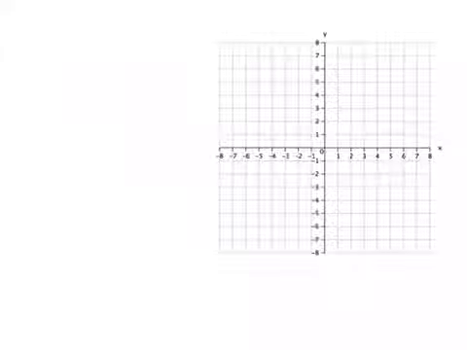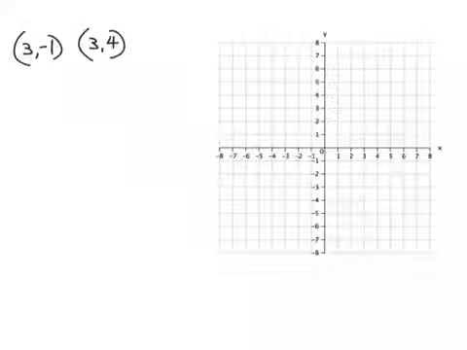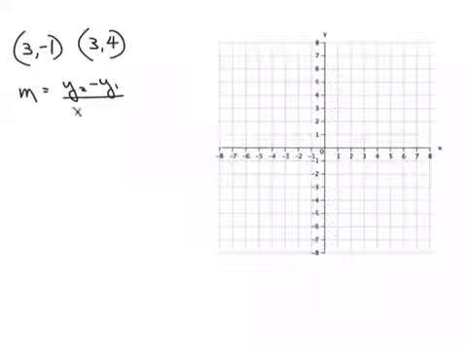All right, so find the slope of the line containing 3, negative 1, and 3, 4. All right, so we're finding the slope, and we are going to do it the exact same way we've done it before. Remember, it was y2 minus y1 over x2 minus x1.